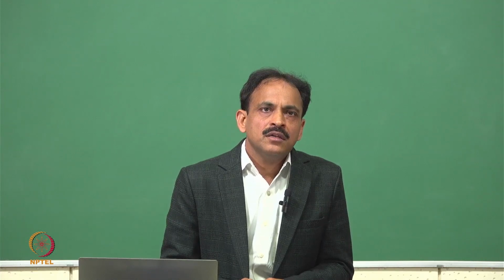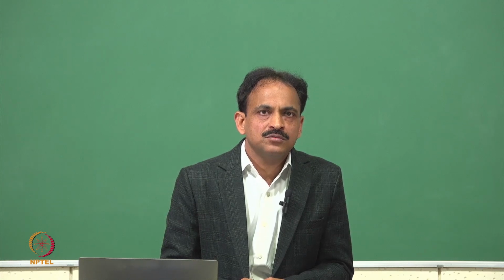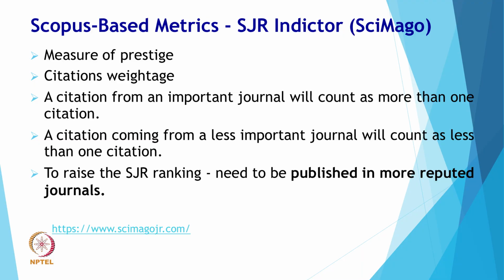Now SJR indicator, which is also known as SCImago Journal Rank, which is from Elsevier, it's a very important metric. It is a prestige metric for journals, book series and conference proceedings that weights the value of citations based on the subject field, quality and reputation of sources. SJR indicator gives weightage to the citations, and also to where the citations are coming from. Citations from more prestigious journals, meaning journals with higher SJR, are weighted more than the citations from less prestigious journals which have a lower SJR.